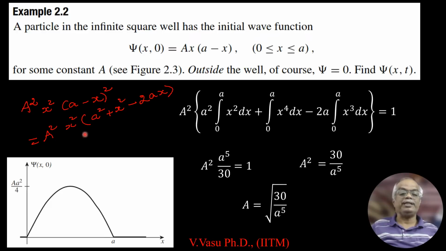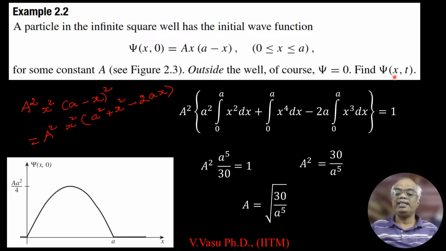If you multiply this with x squared, the first term is a squared x squared, second one x to the power 4, third one is 2a x cubed. If you solve this, you will get, this is a very simple and useful way of calculating it, A squared a to the power 5 divided by 30 is equal to 1. That means A squared is equal to 30 divided by a to the power 5, or A is equal to square root of 30 divided by square root of a to the 5. So we have found this normalization constant.